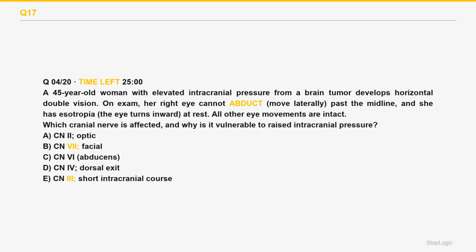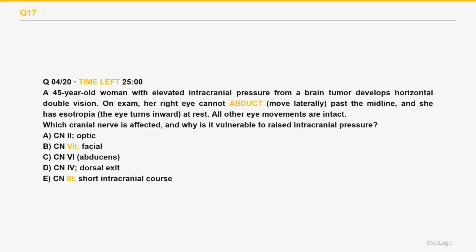Which cranial nerve is affected, and why is it vulnerable to raised intracranial pressure? A 45-year-old woman with elevated intracranial pressure from a brain tumor develops horizontal double vision. On exam, her right eye cannot abduct, move laterally past the midline, and she has esotropia. The eye turns inward at rest. All other eye movements are intact.